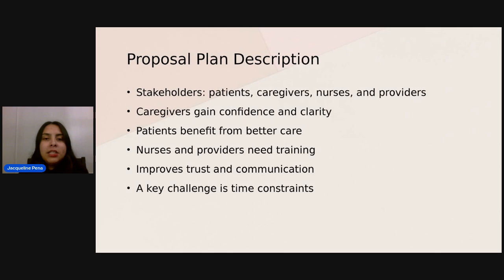One major challenge is time constraints. Providers often have limited time with each patient, which makes implementation a bit difficult.